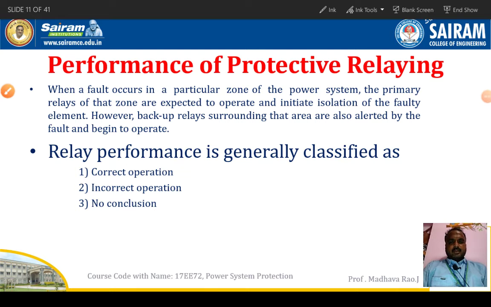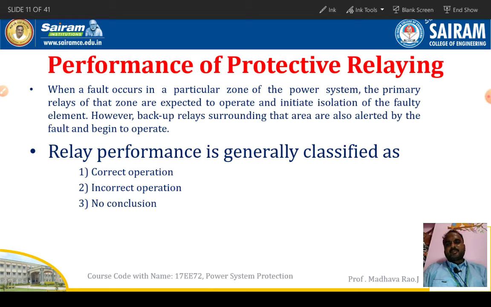Hi everyone, in this video we will see about performance of protective relaying. Whenever a fault occurs in a particular zone, what is the first step? The primary relay should be activated and isolate the fault. Suppose the primary relay fails to operate, what is the next step? The secondary relays, the backup relays surrounding that neighbor area, should operate and isolate the fault. That is called performance of protective relay.